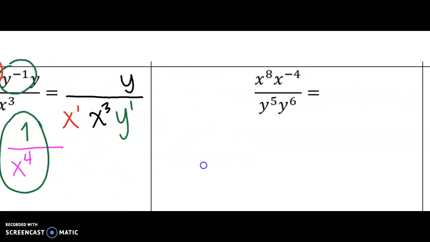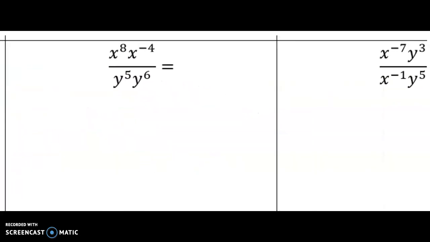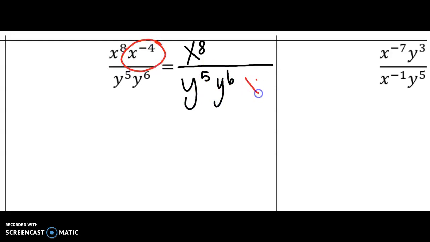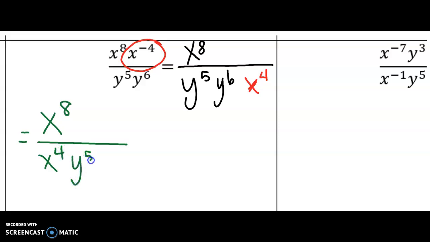Let's go ahead and try one more. Again, I'm going to write first what stays in the top because I don't have to move it just yet. The 8 is already positive, so I keep it up there. The y to the 5th and y to the 6th is positive. But what does move is this x to the negative 4th. So I'm going to bring it down as a positive 4. And now I'm going to try to simplify. So I have x to the 8th over x to the 4th and y to the 5th and y to the 6th.